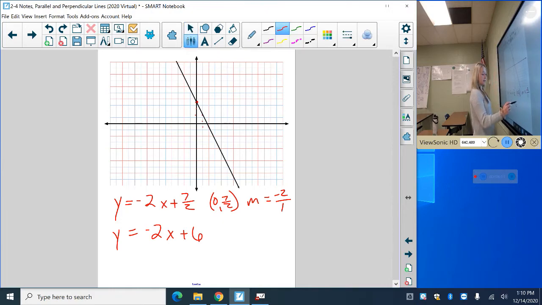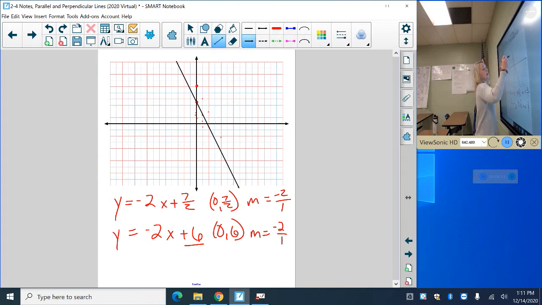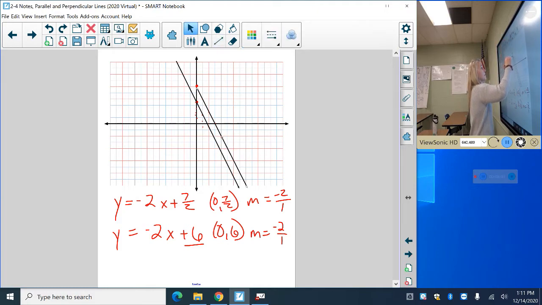And now let's go ahead and graph the second one. So I start at 0, 6, my y-intercept right here, and my slope again is -2 or -2 over 1. So 0, 6, 1, 2, 3, 4, 5, 6 is here. My slope is -2, so I'm going to go down 2 over 1, down 2 over 1, down 2 over 1, down 2 over 1, and there is my line. And they are parallel, which is exactly what we want.